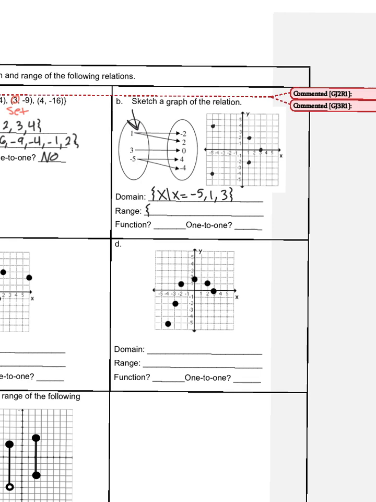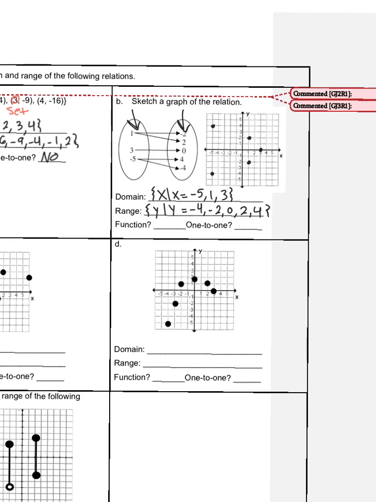Okay, for the range, I'm going to look at this column. And again, make sure you order them from the smallest value to the largest value. Brackets are so gross. Oh well.